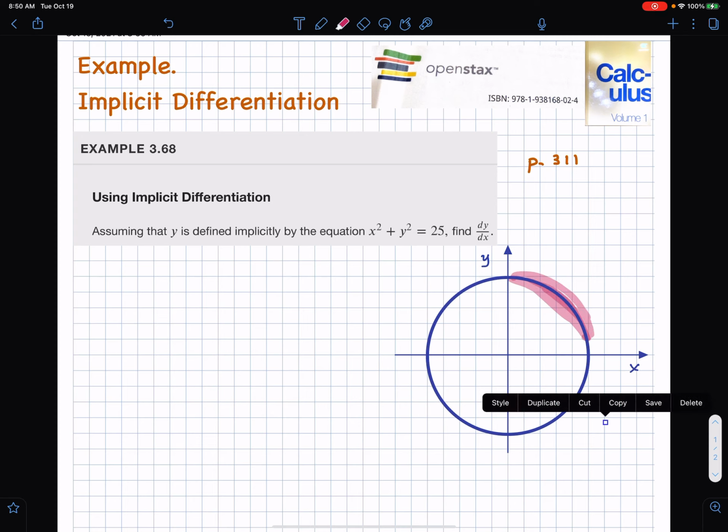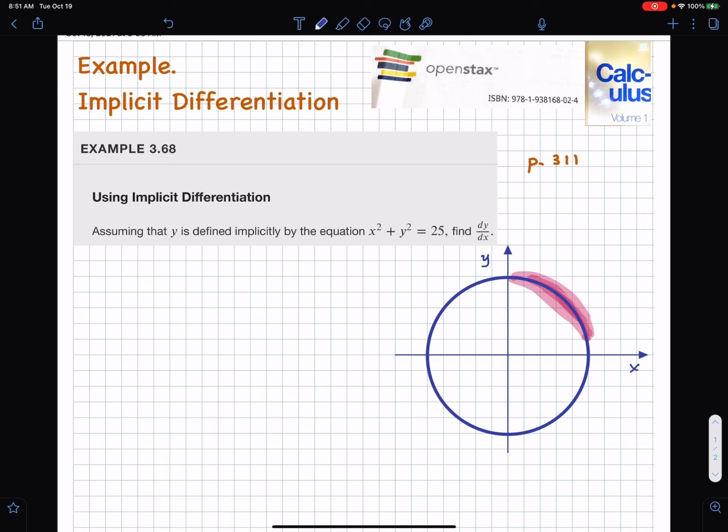So I'm just highlighting there. I'll probably erase that. But on that piece right there, the function passes the vertical line test. So if we restrict to that piece, we can think of y as a function of x. And when we do find dy dx, remember one of the main applications or motivations for finding the derivative dy dx is that it is the slope of the tangent line. When we put in values for x and y, then we get the slope of the tangent line.